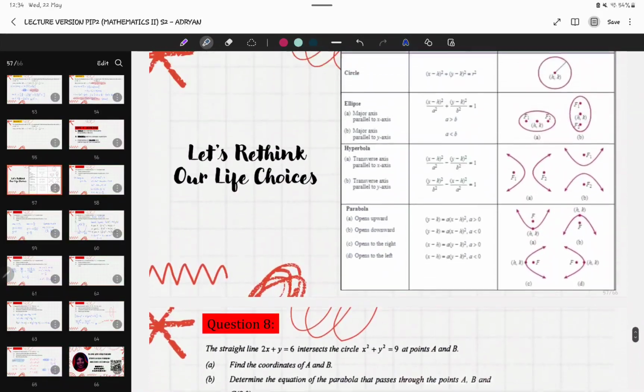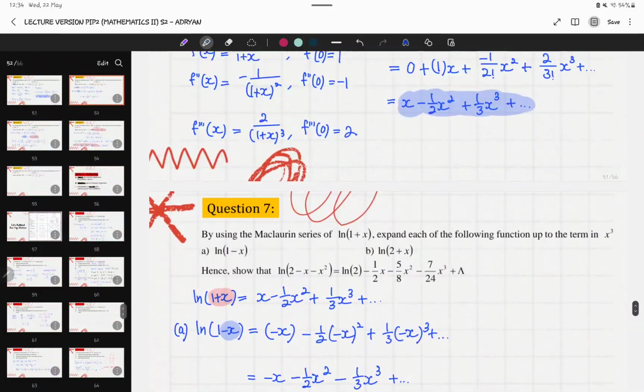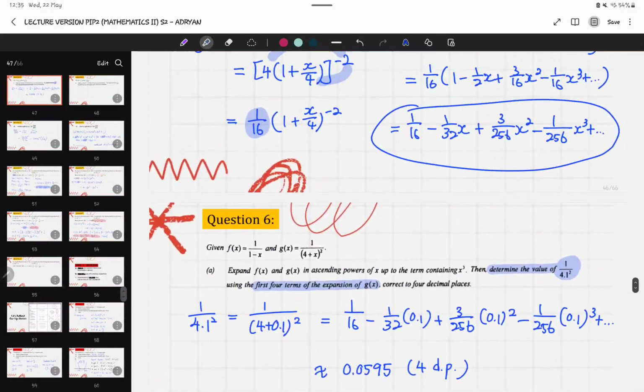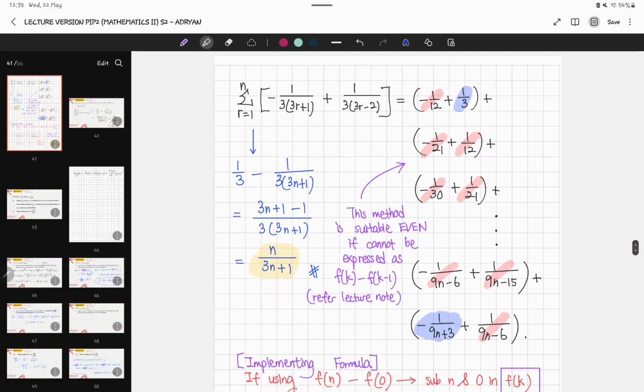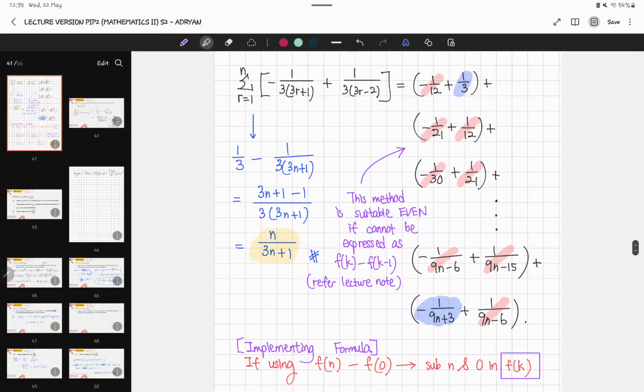So now let us move back to one thing which I didn't mention clearly, I think, which is the method of differences. Okay, so let's move here. There are 2 ways you can solve, right? One is the Fn minus F0 method. One is the listing method. So the listing method is very suitable even if it cannot be expressed in terms of Fk minus 1.